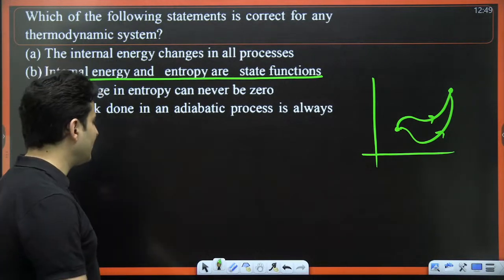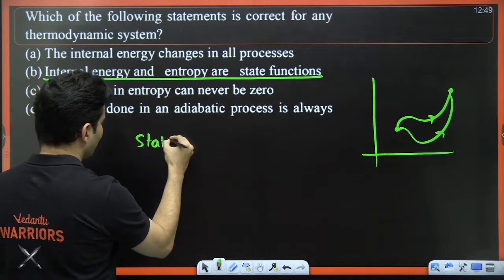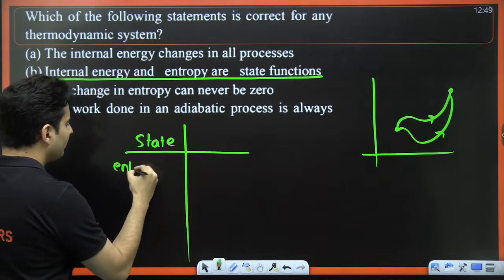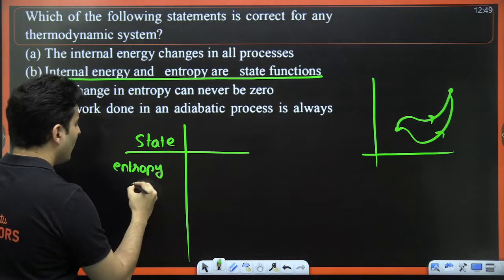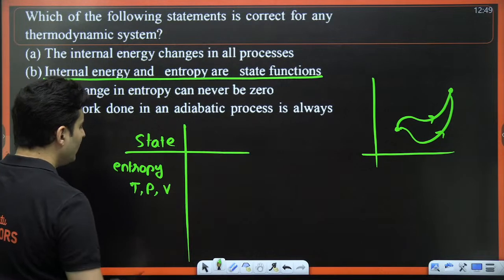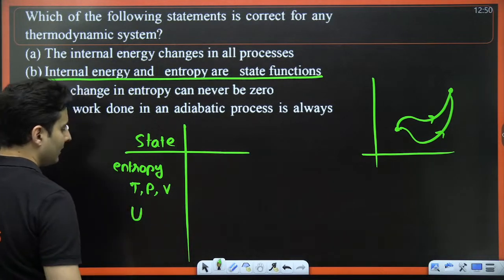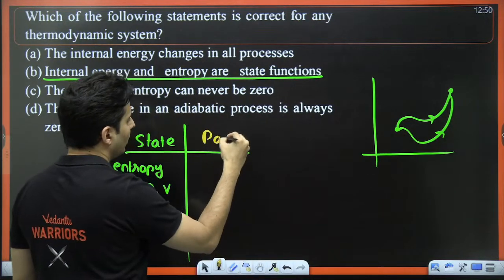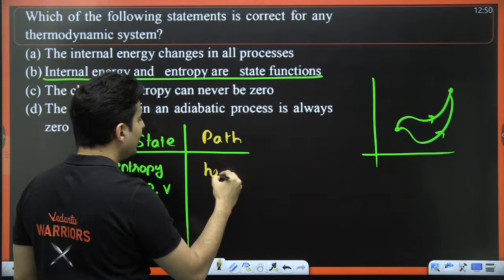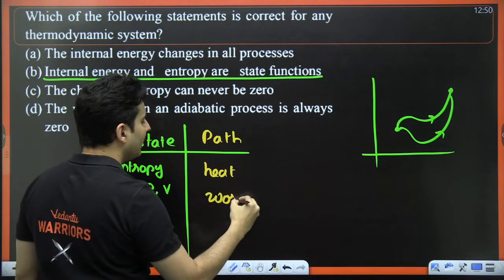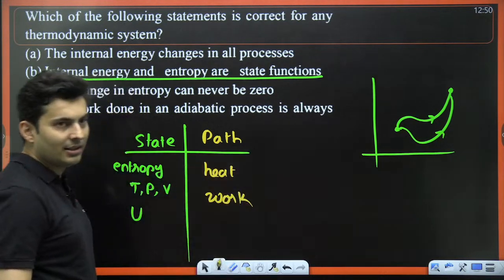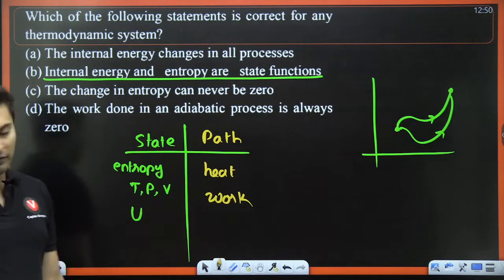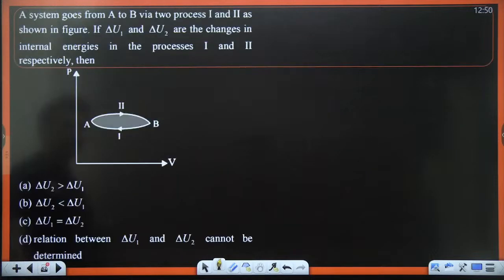Path functions versus state functions. Who are the state functions? You have entropy, temperature, pressure, volume, and internal energy. Whereas when you talk about path functions, you have heat and work. They depend on which way you do it. So that is path functions. Is that okay, my dear warriors? Very good. Moving on to the next one.